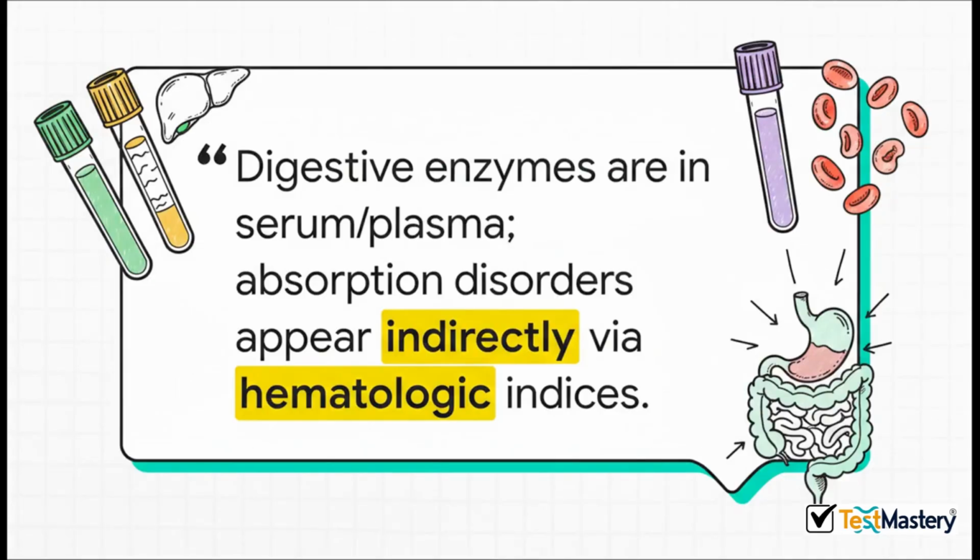And here is a fantastic tip for your exam. You might be drawing a gold top tube for liver enzymes, but a problem with how the body absorbs nutrients could show up somewhere completely different. For instance, if the body can't absorb vitamin B12, it messes with how red blood cells are made. You'd actually see that on a CBC from a lavender top tube. It's a perfect example of how all these systems are connected.